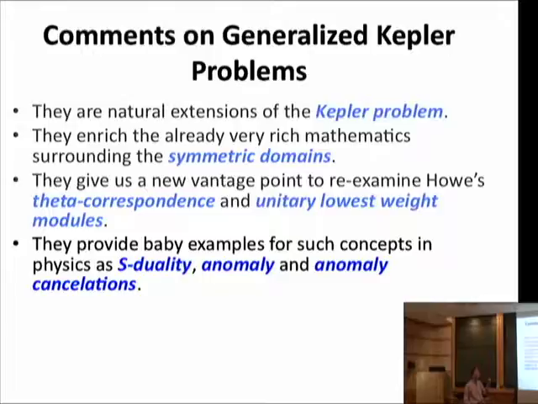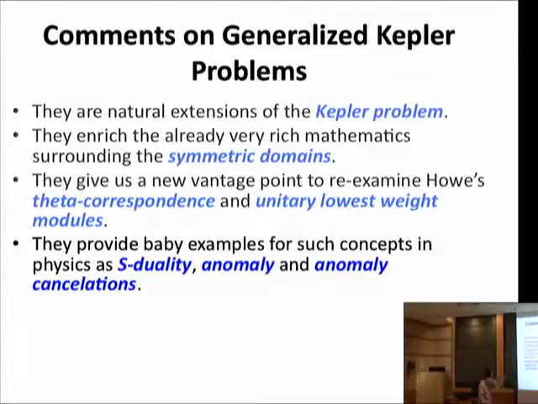And then they provide a baby example for such concepts in physics as duality, anomaly, anomaly cancellation. So what do I mean by anomaly? In physics, we know classically we have a symmetry. The model depends on a certain parameter. When we do quantum mechanics, in general, the symmetry won't be preserved unless the parameter is readjusted. If you choose a special parameter, the symmetry recovers, and then we have anomaly cancellation. So in our Kepler case, the magnetic charge is the representation of a compact group. This compact group has many, many representations. If you randomly choose one, it won't work. You have to choose a certain special one. Then the anomaly is canceled, and you have this beautiful model quantum mechanically.